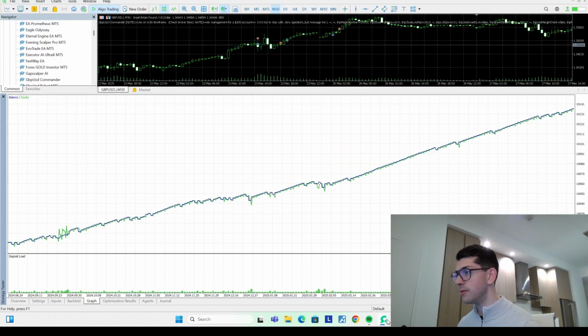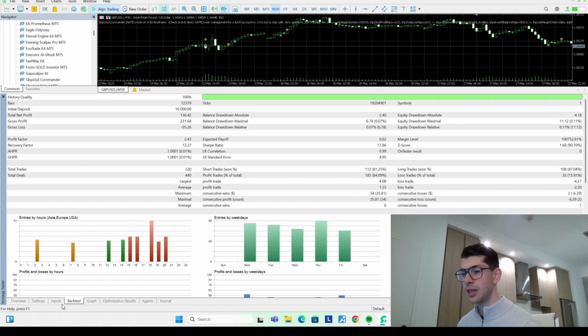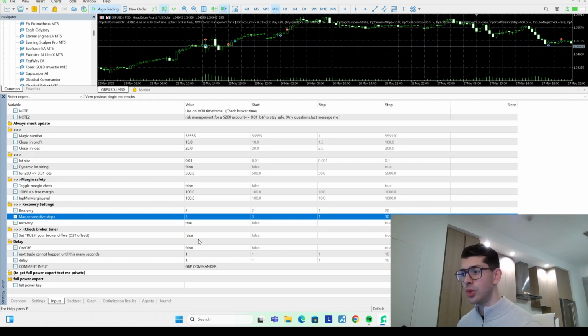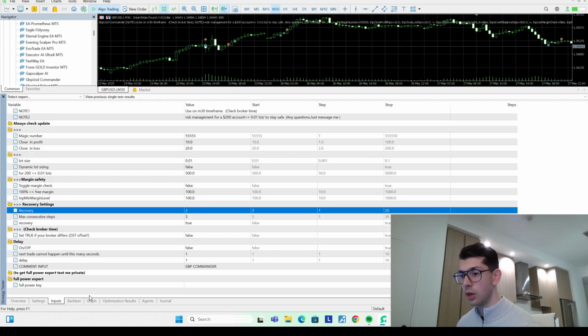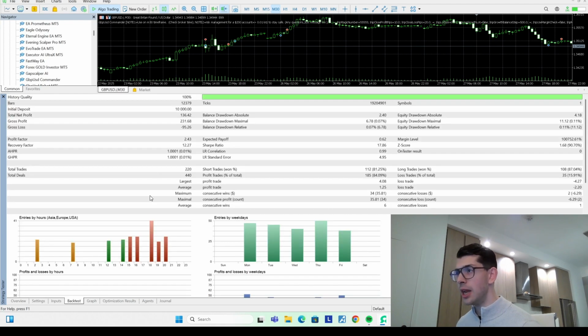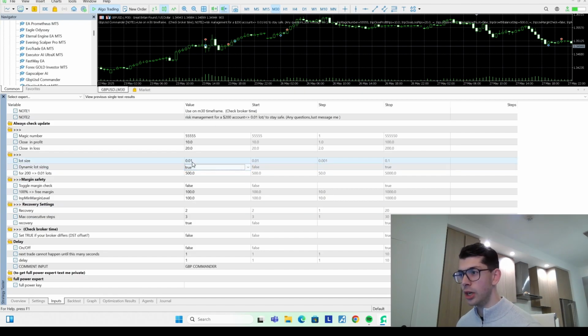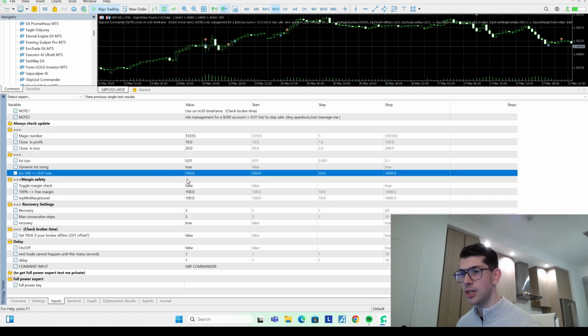Now if we dive into MT5, I've taken the liberty here of running a backtest real quick. If you look at the backtest, at the inputs tab, you can see that we do have a recovery function here. We'll go back to that, but let's first look at the graph, which looks really impressive. Net profit is not that impressive because I used low risk, but the shape of the equity curve is looking very good. And we are seeing an extremely low drawdown because we're using fixed risk. Let me maybe turn on true dynamic lot sizing here to see how that works.